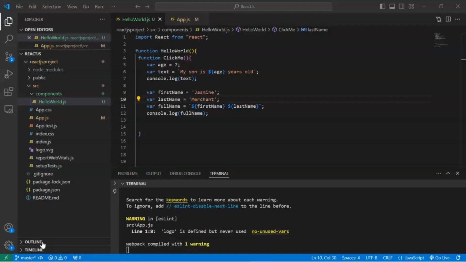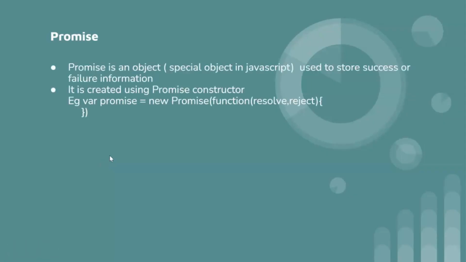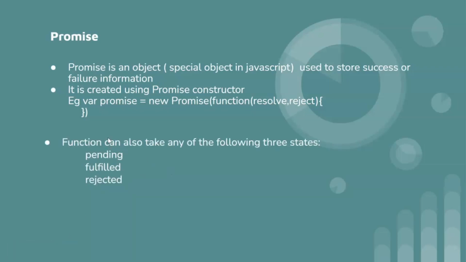Now the next is promise. Promise is an object used to store success or failure information. It is created using the constructor Promise. So this is the way we create a promise, with resolve and reject. Now the promise can also take any of the following 3 states: pending, fulfilled and rejected.